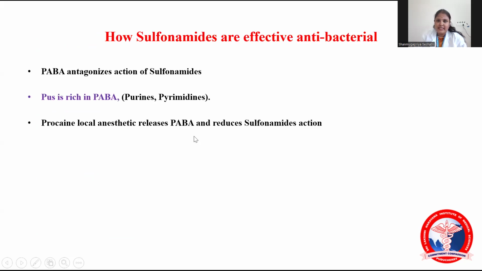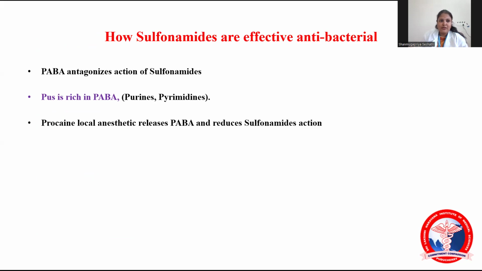Coming to sulfonamide as an antibacterial agent. How does sulfonamide act as an antibacterial agent? Sulfonamide causes an antibacterial effect by inhibiting folate synthesis in the bacteria. Bacteria require folic acid for development and maturation. Your sulfonamide inhibits this by inhibiting folic acid synthesis and the reductase enzymes.